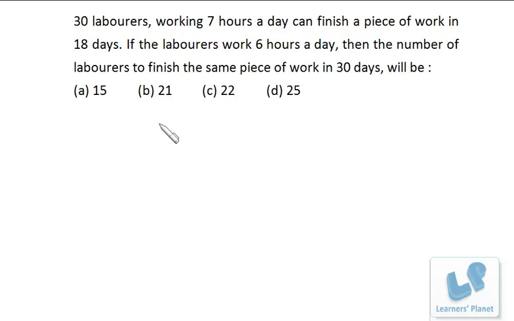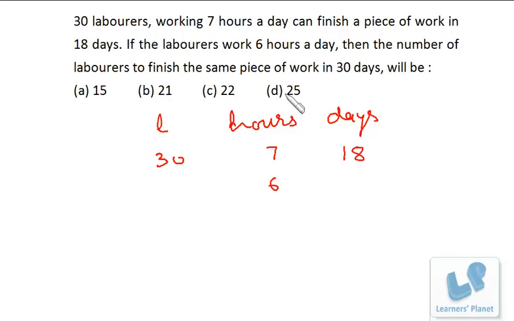Laborers, hours and days. Okay, laborers, hours and days. Now 30 laborers working 7 hours a day can finish a work in 18 days. If the laborers work 6 hours a day, then the number of laborers, that is x, to finish the same piece of work in 30 days will be. Okay. So here the unknown quantity is number of persons. So let it be at the left hand side.